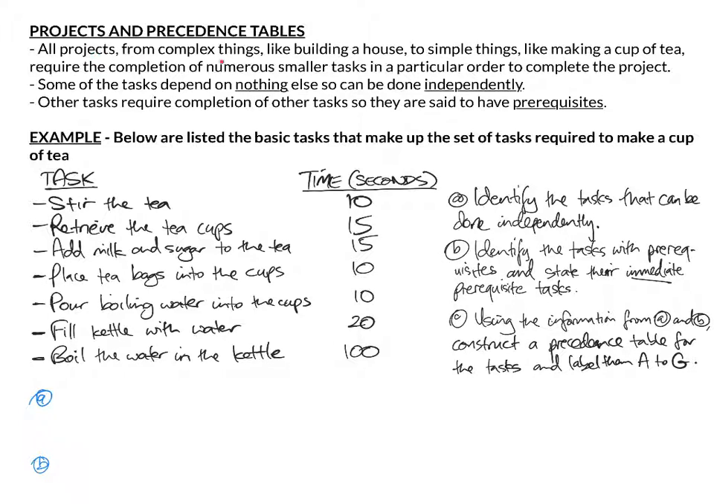So all projects, from complex things like building a house to simple things like making a cup of tea, require completion of a number of smaller tasks in a particular order to complete that project. If you do them in the wrong order, it's not going to work. So there is a particular order of completion to these smaller tasks for a project.